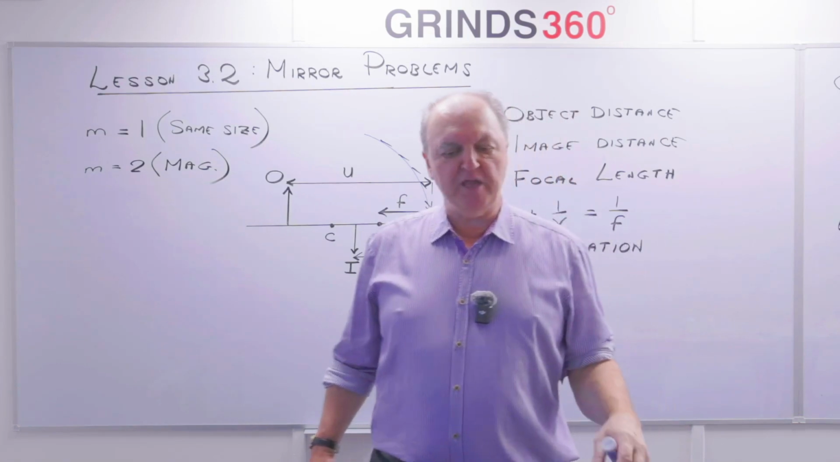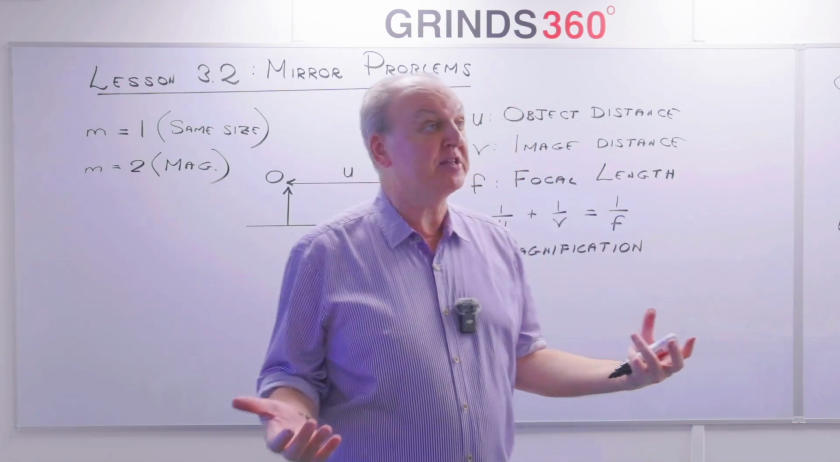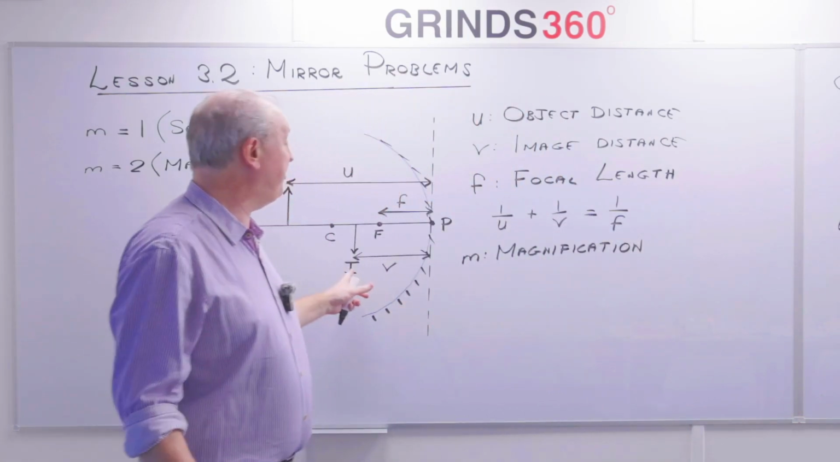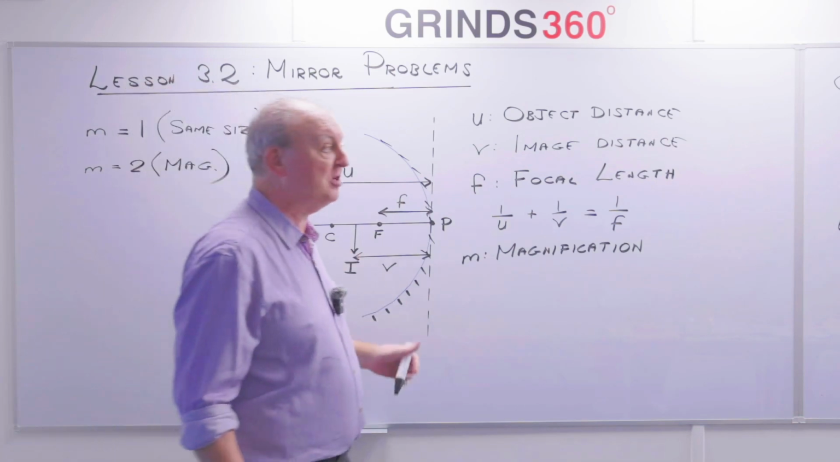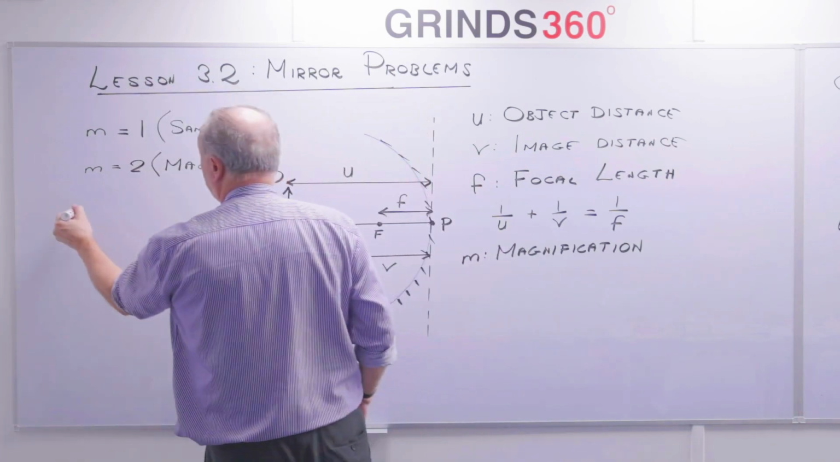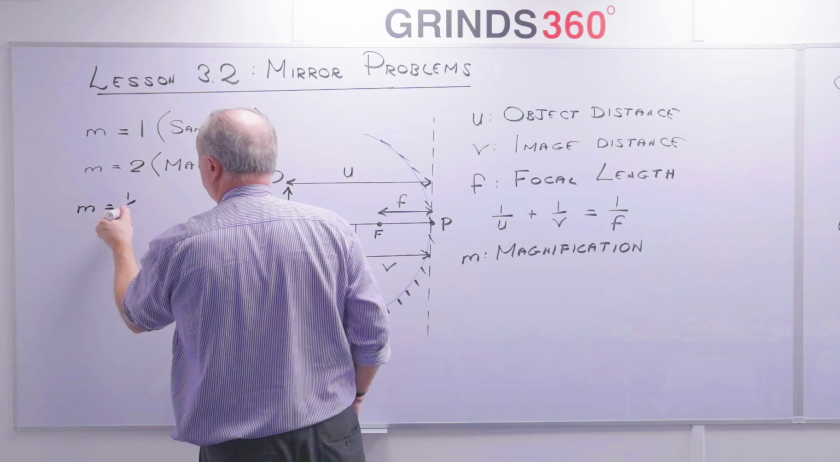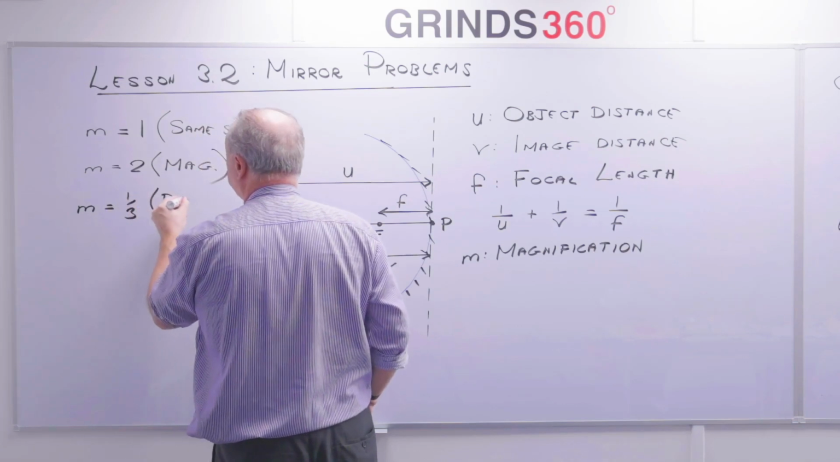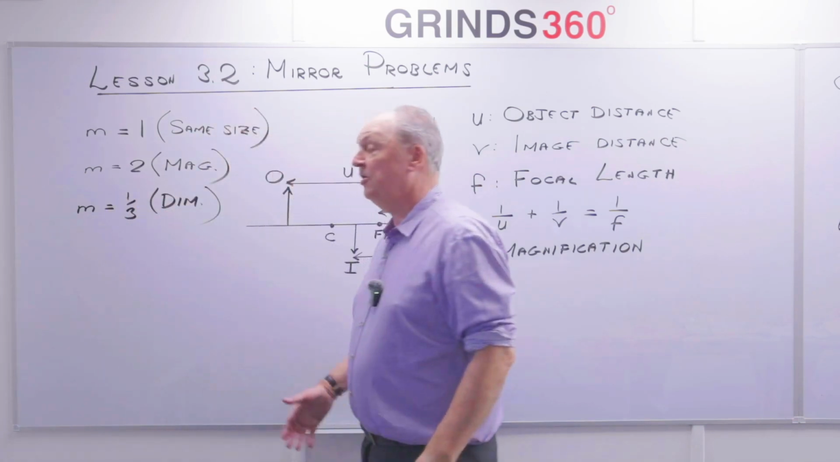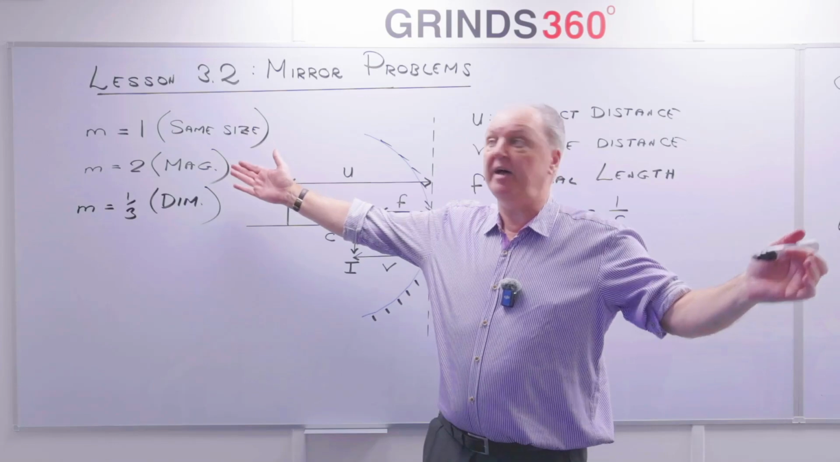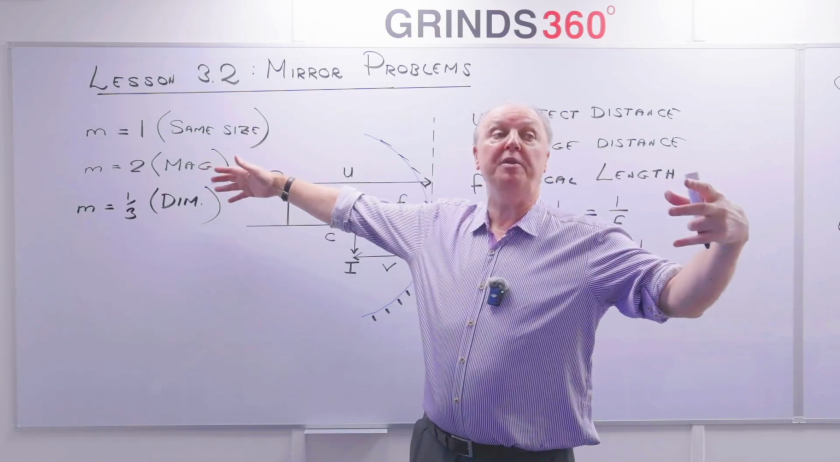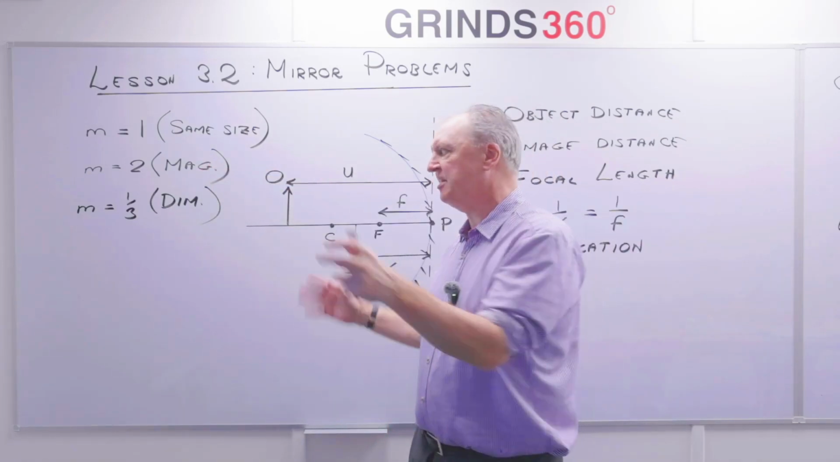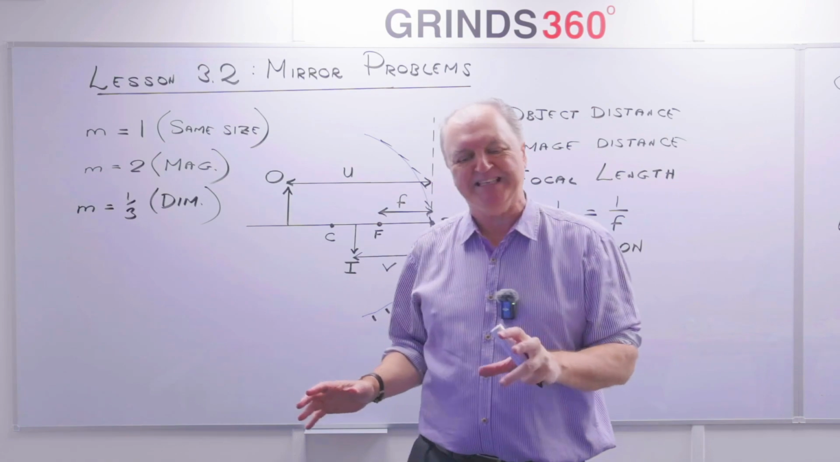But then if I was talking about the image being smaller, for example, the image being 1/3 of the size of the object, then I would have M is equal to 1/3. And that would represent a diminished image. So if M is 1, same size. If M is bigger than 1, the image is magnified, and if it's less than 1, then you're talking about a diminished image.